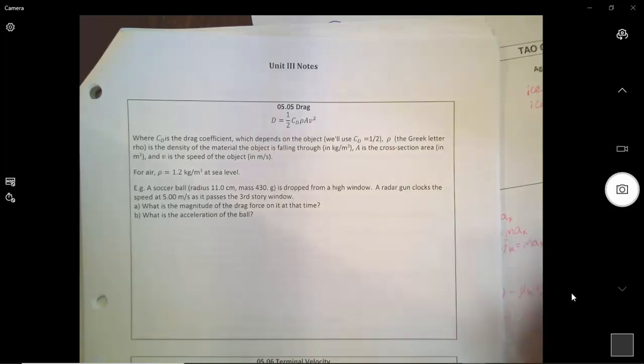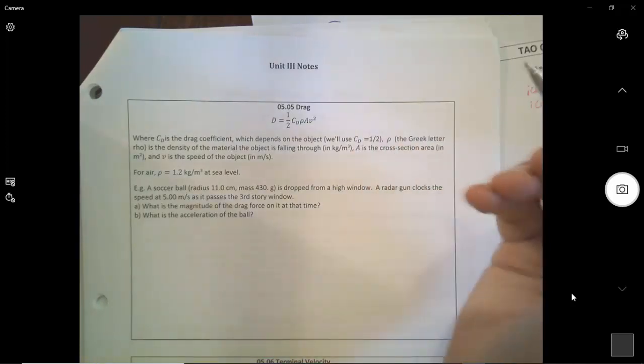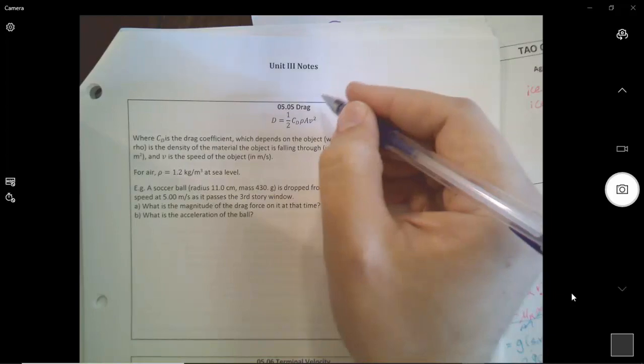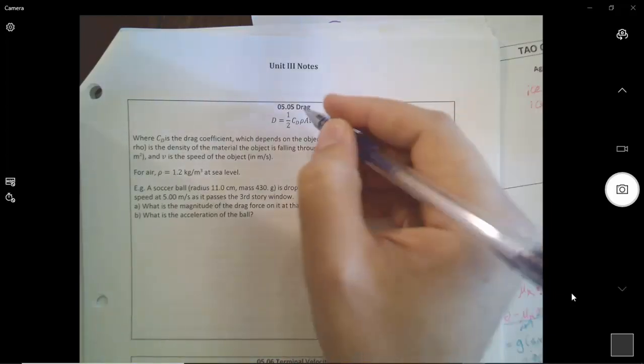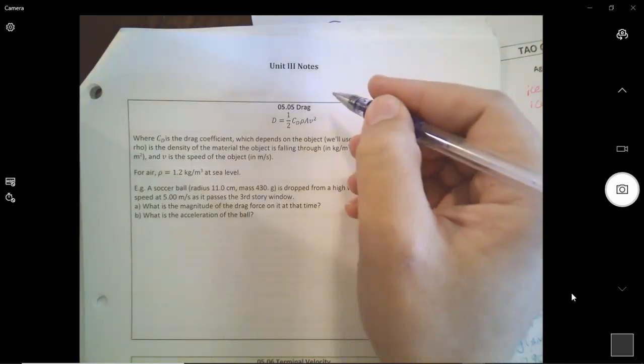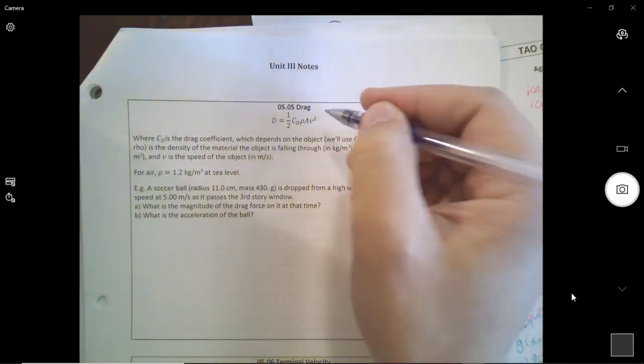Finally time to talk about drag. We don't always neglect air resistance, just usually, and there's often good reason to neglect air resistance. But now we're going to actually focus on air resistance, what it is, and how to calculate it.